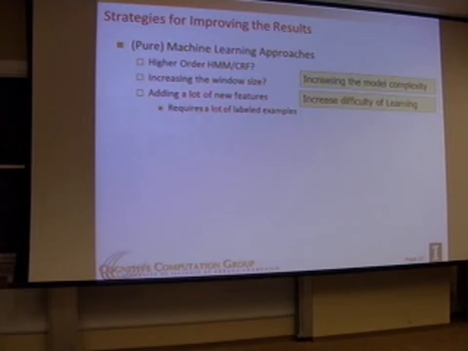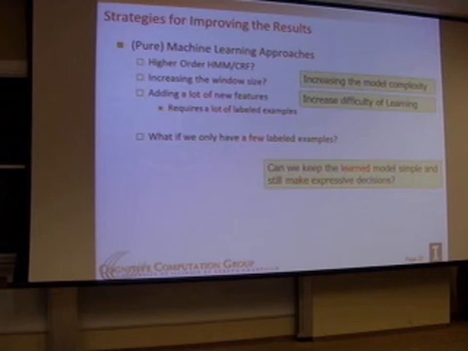There are standard solutions to this. The standard solutions say, well, move to a higher order model. Make the model more complex, more expressive. Of course, this will mean that we need to see a lot more examples. The question is, what if we only have a few labeled examples? What can we do then? So the real question is, can we keep the learned model simple and still make these expressive decisions?